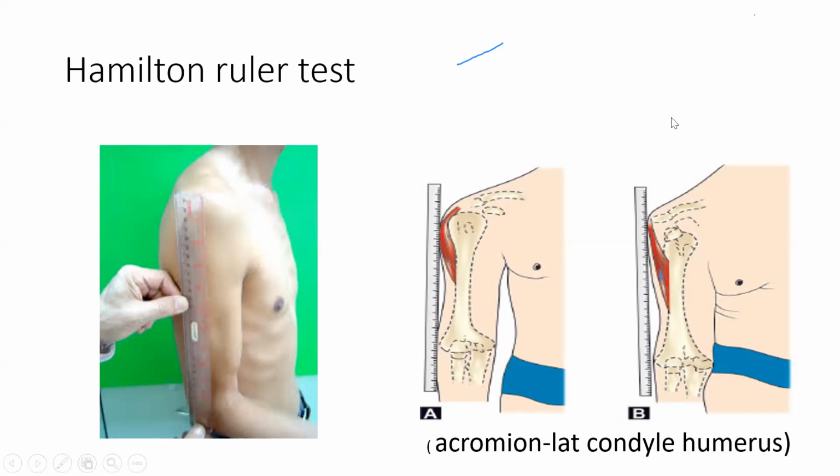But if there is a dislocation, the muscle mass will go posteriorly, and the humeral head will dislocate anteriorly. So at that time the ruler will directly touch the acromion. This is the Hamilton ruler test. In this location it will directly touch the acromion, and lower down it is the lateral condyle. So this muscle portion has overall come anteriorly.